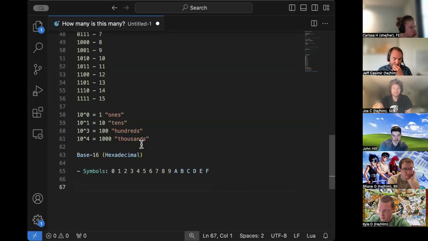So, how does hex counting go? We start with zero. We go zero, one, two, three, four, five, six, seven, eight, nine. From nine, we're not out of symbols. So we go up to A, we go B, C, D, E, F. Now we're out of symbols and we go to zero, one, zero.